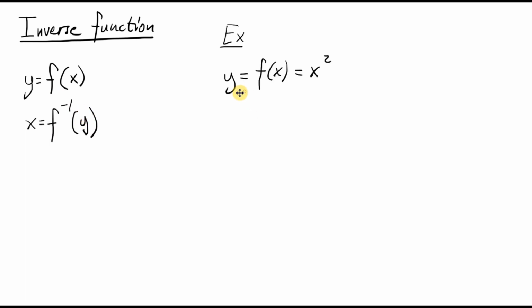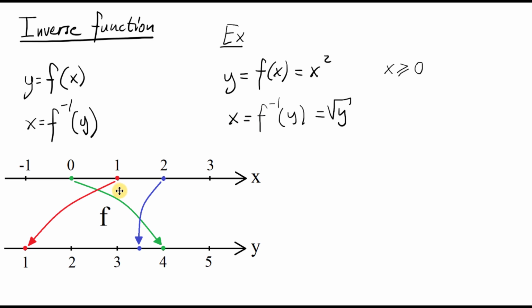For example, if you have the function y equal to x squared, if you limit the definition of this function to non-negative numbers, then this function will have an inverse function, which is given by the square root of y. So this is x.